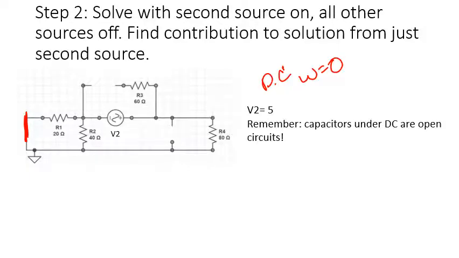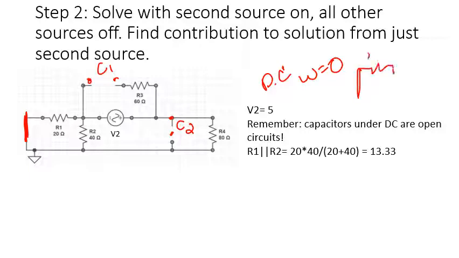Under DC, remember capacitors are open circuits. So I had a capacitor here and I had a capacitor here, but I've replaced them with just open circuits, since this is now a DC circuit with only V2 on. In this case, I now notice that my circuit looks a lot more simple. I can draw it as, here's R1, here's R2, here's my voltage source, here's R4, and that's it.